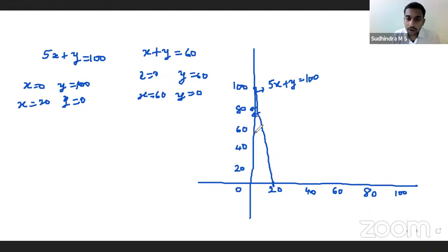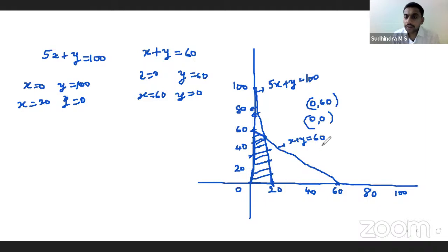Same way, x is 0, y is 60, x is 60, y is 0. This is the next equation, x plus y equals 60. Is it less than or greater than? Less than. So can I say this is the feasible solution, the common area for both? Yes. They're asking us the 4 corner points, coordinate points. This is 0, 60. This is 0, 0. This is 20, 0. We want one more. How do we find this?